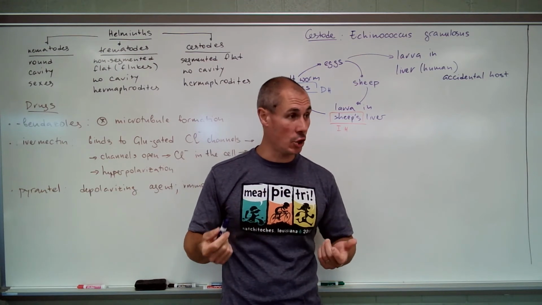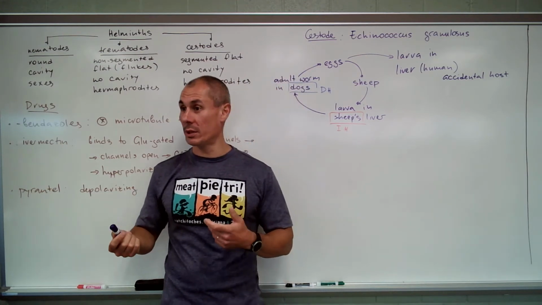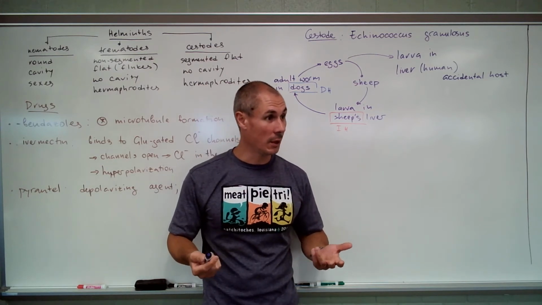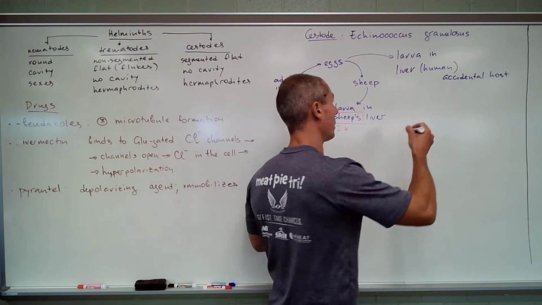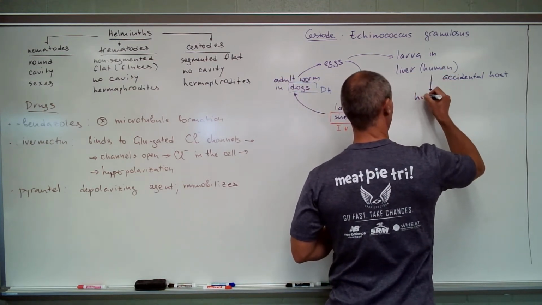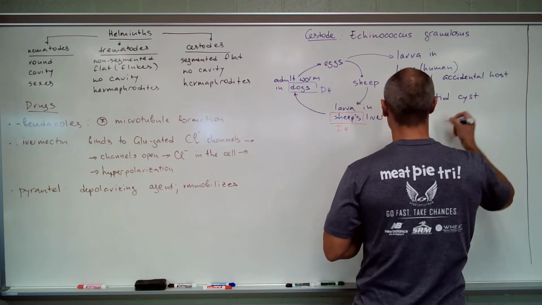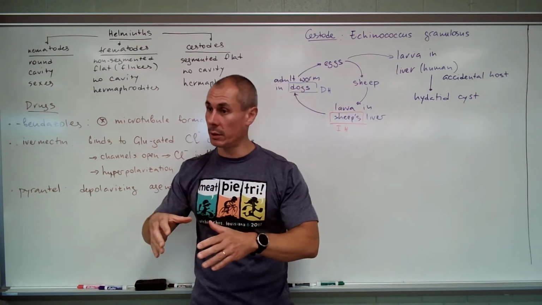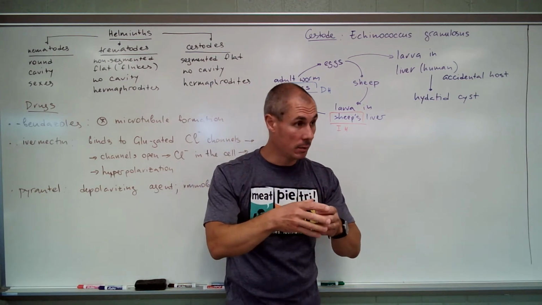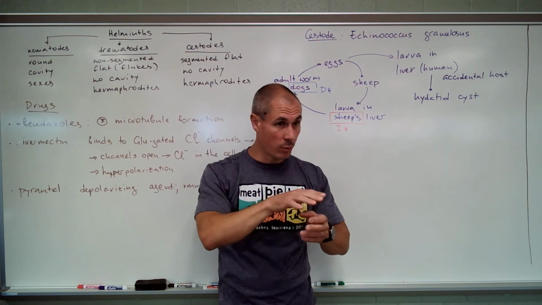Does it make sense that we are accidental hosts? Because last time I checked, humans aren't routinely butchered and their livers aren't routinely thrown to the dogs to eat, right? So we end up with a larva in the liver, and that results in a condition known as hydatid cyst. So what is hydatid cyst? Imagine a human liver. Within that human liver, you have a bubble filled with a fluid, with larvae swimming in that fluid.